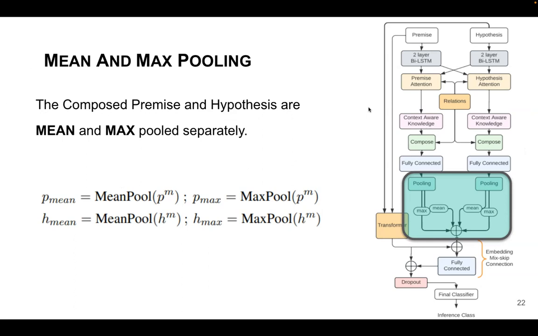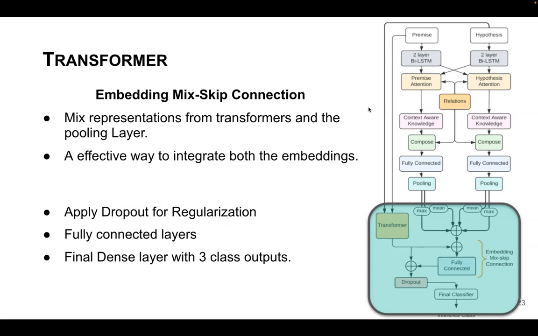And lastly, we also need to filter out the knowledge as well as get important terms from it, or the main important part of it. So therefore we employ max and mean pooling. And finally we apply a fully connected layer. But before the fully connected layer, you also look at the embedding mixed connection.